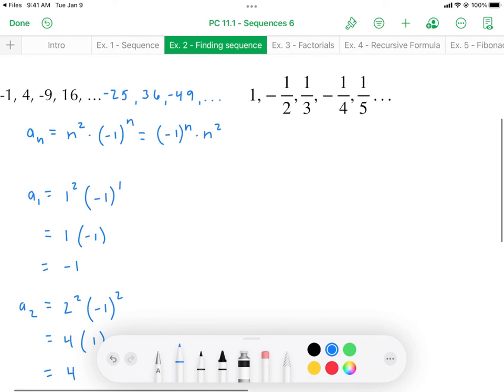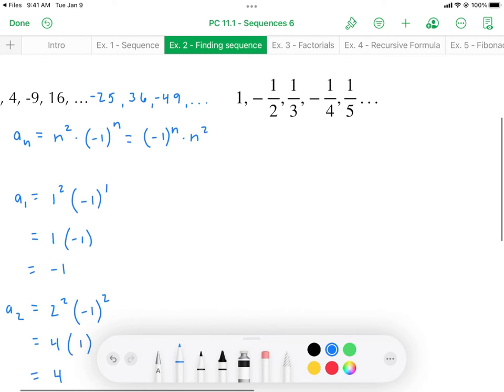All right, last one here. 1, negative 1/2, 1/3, negative 1/4, 1/5. What would the next one be? Negative 1/6, right? Positive 1/7, so on. All right, once again, if you take the negatives away, just focus on the positive values of each of these, you could simply get away with the explicit formula 1 over n.